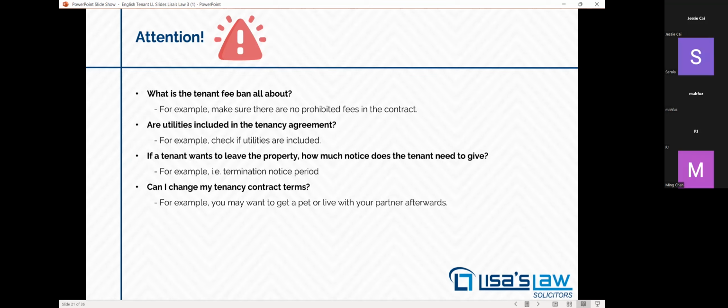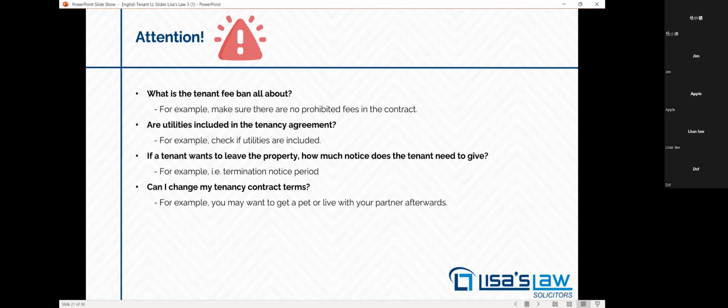If a tenant wants to leave the property, how much notice does the tenant have to give? These are important clauses. We call it the termination period, or notice period. Usually you will have one in the contract. If there's none, it's going to be problematic. We've seen it so many times. If there's one, then you have to follow the termination notice period within the contract.